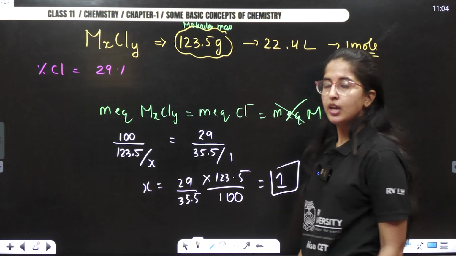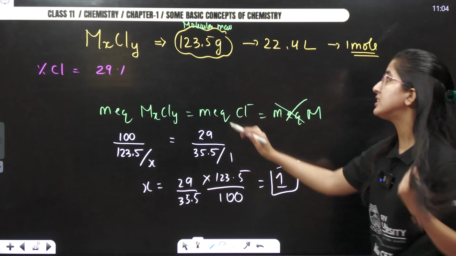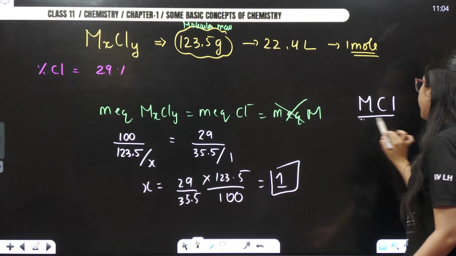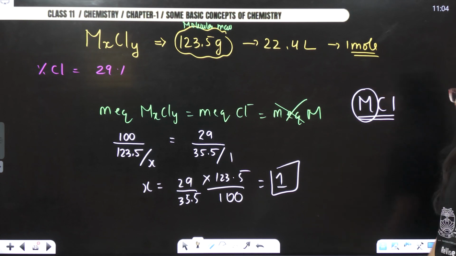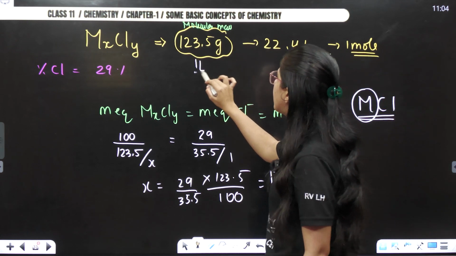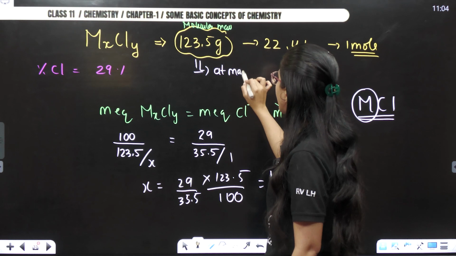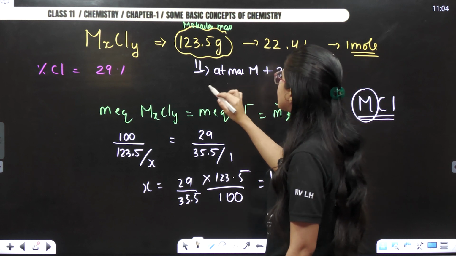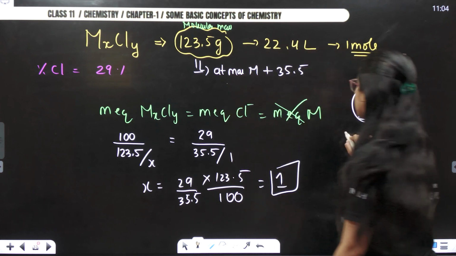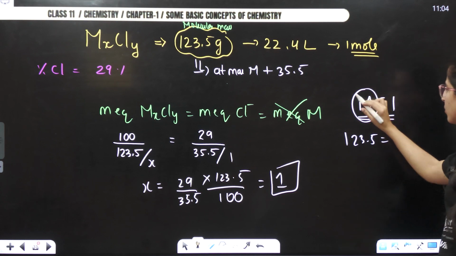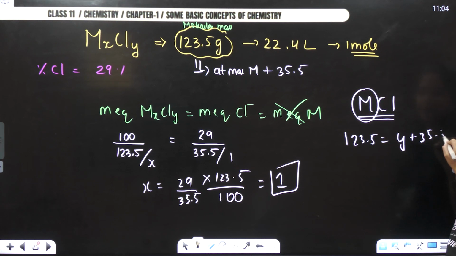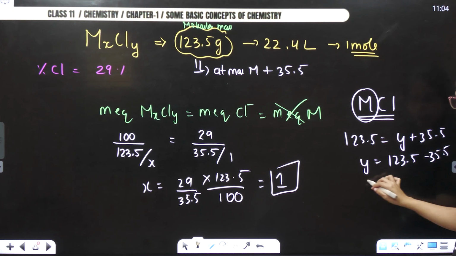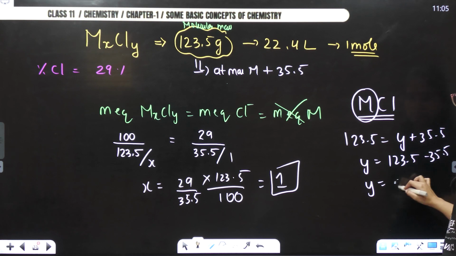Valency is 1 for this metal atom, so the molecule is MCl. Now what is the atomic mass of this metal? The molecular mass must equal the atomic mass of the metal plus chlorine, that is 35.5. So 123.5 is equal to Y plus 35.5, so Y will be 123.5 minus 35.5. It will come around 88.